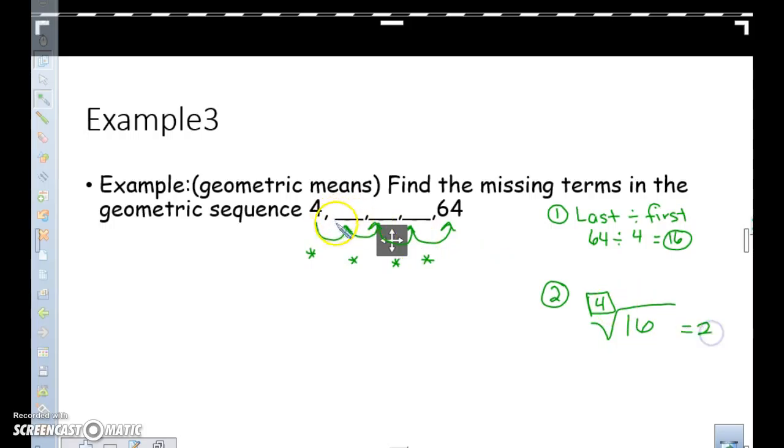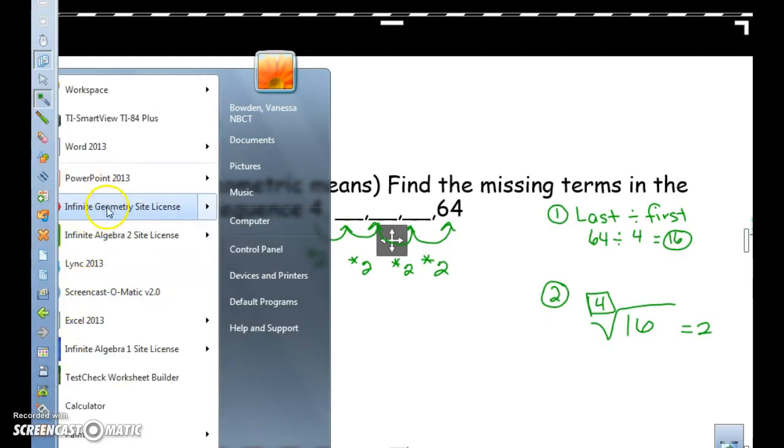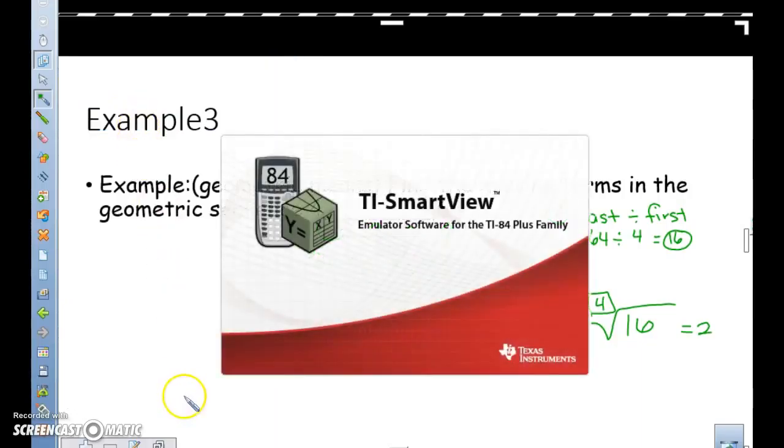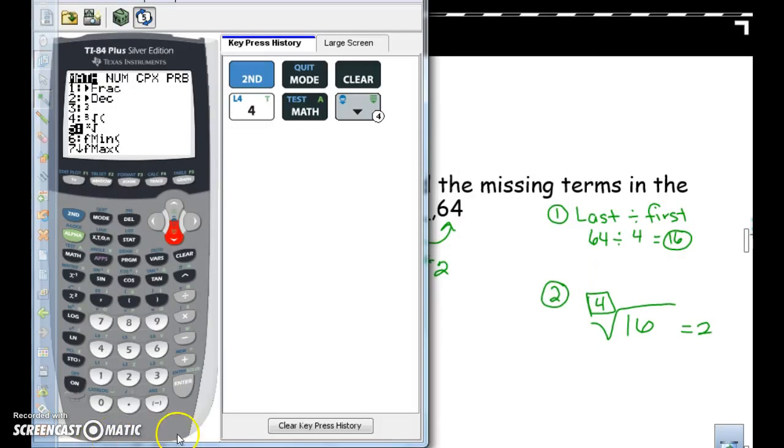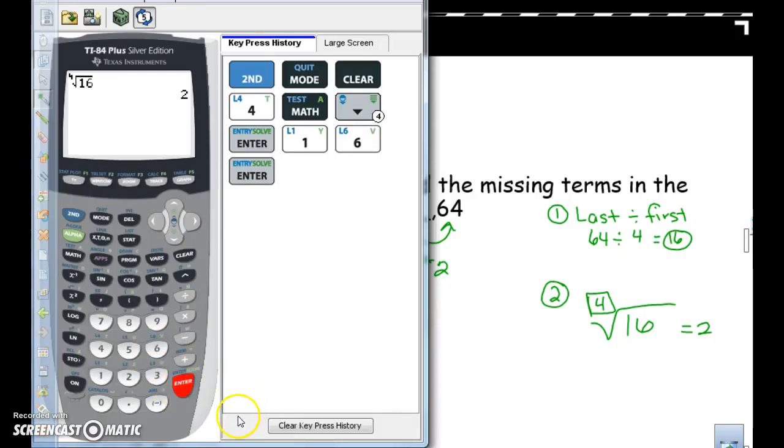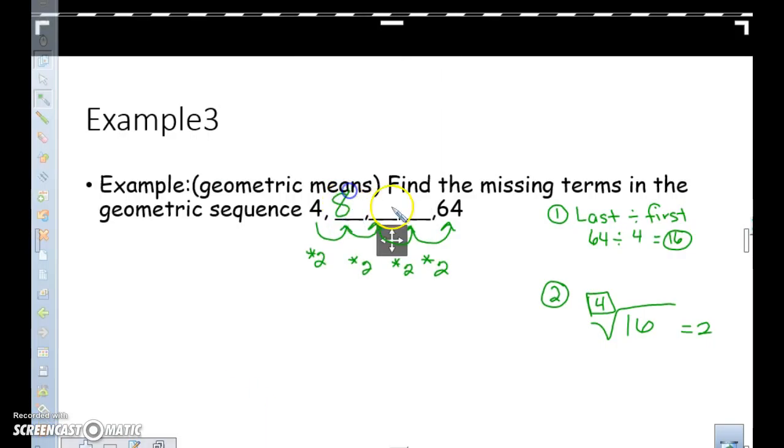We can put that in our calculators as well. Let me show you that on the calculator. I'm going to come back in just a second. Let me get my calculator real fast. 4 first, and then 16. 8 times 2, 16. 16 times 2 is 32. 32 times 2 is 64. It should match out. If you don't get to 64, then you made a mistake in your computations over here on the right-hand side.